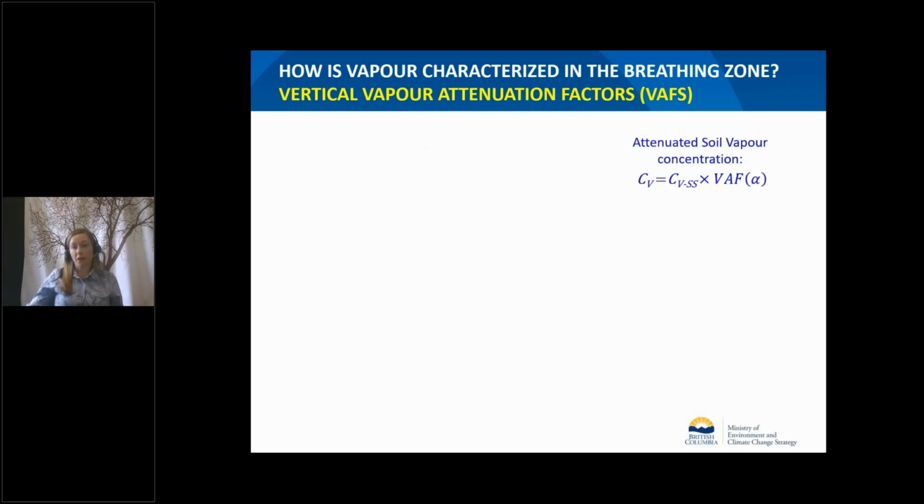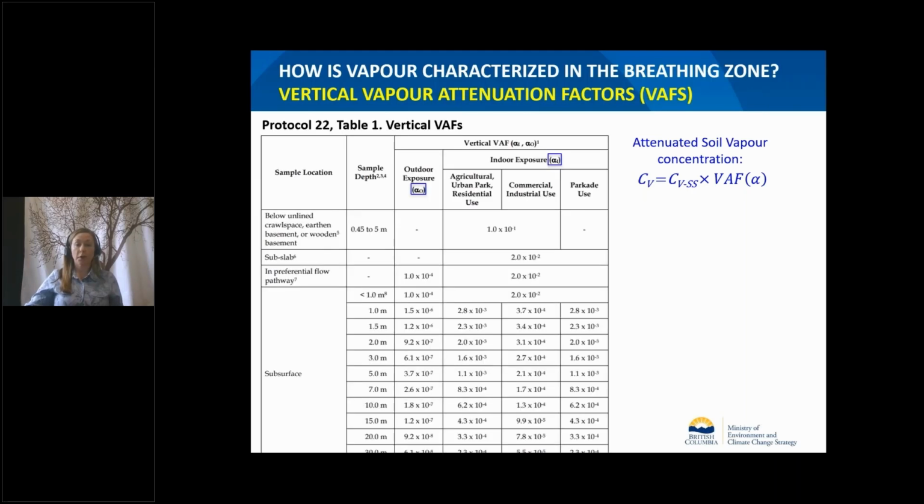As shown by this equation, the concentration in predicted breathing zone air, or attenuated soil vapor, is equal to the vapor concentration in the subsurface or subslab multiplied by the VAF, or alpha. Protocol 22 has VAFs, or alphas, listed in Table 1 that can be used to estimate a breathing zone concentration.